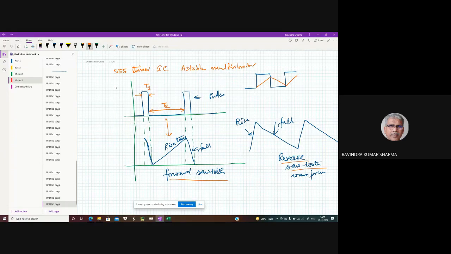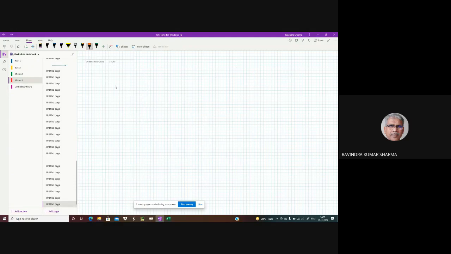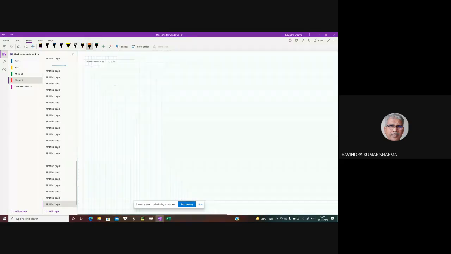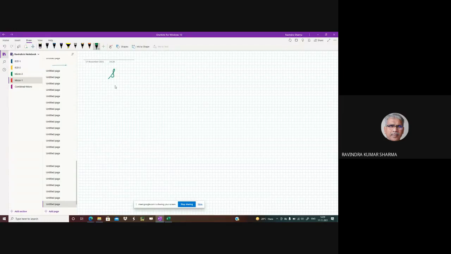Correct? Now, you know that these waveforms' frequency and amplitude can be played with by careful use of the RC values and also the amplifier. Correct? The other interesting waveform which we most often make use of is the sinusoid.